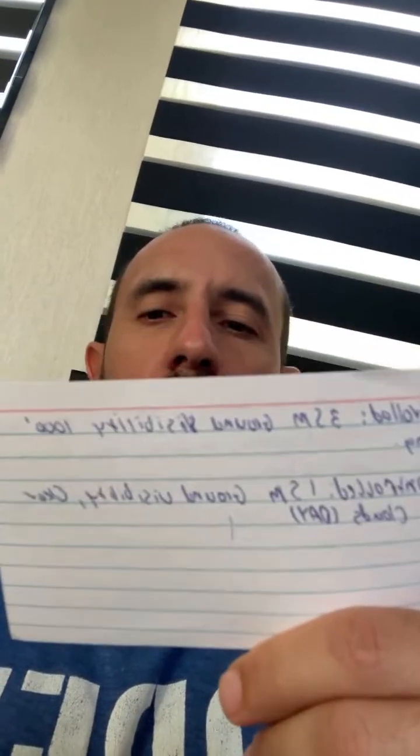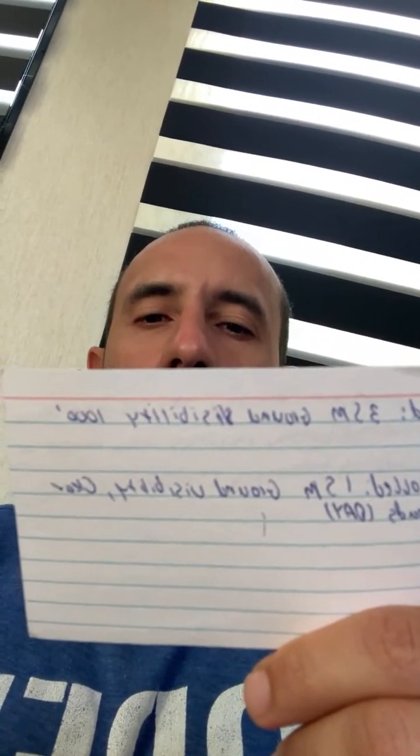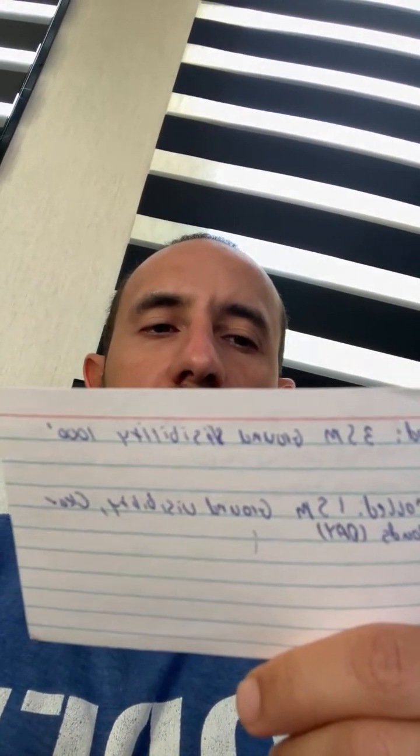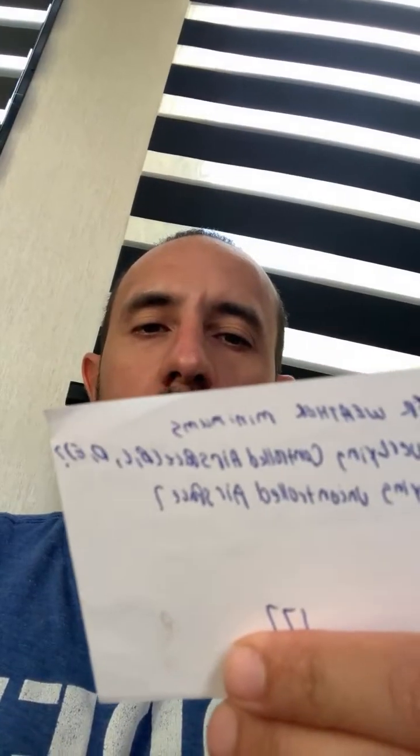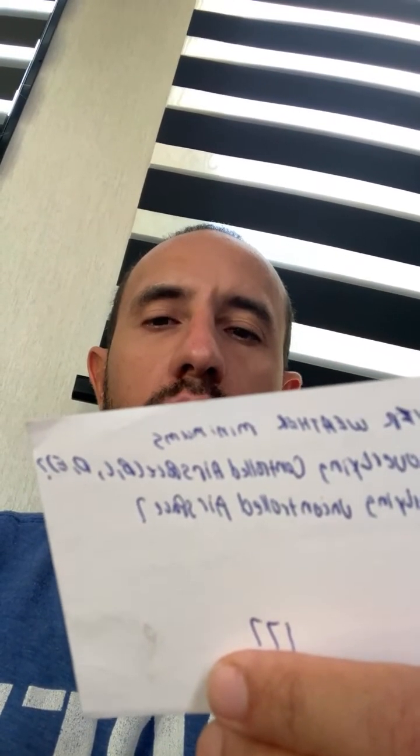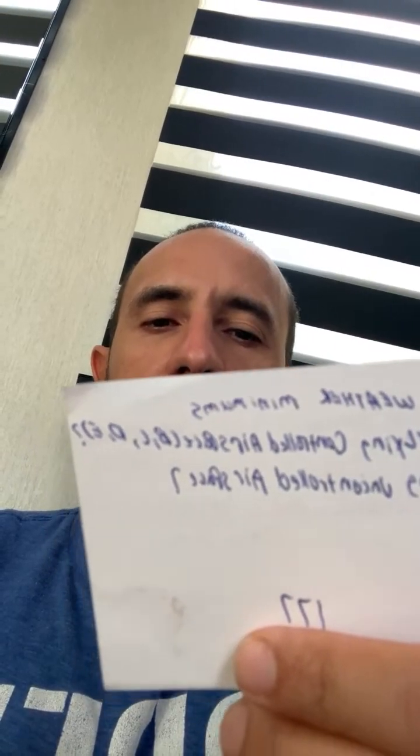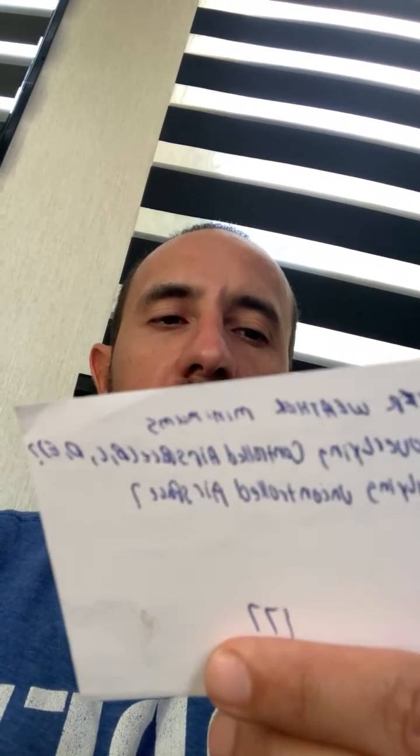What are VFR weather minimums for an airport with overlying controlled airspace, Bravo, Charlie, Delta, Echo? What about overlying uncontrolled airspace? Controlled is 3 statute miles, ground visibility, 1,000 foot ceiling. Uncontrolled, 1 statute mile, ground visibility, clear of clouds, day.